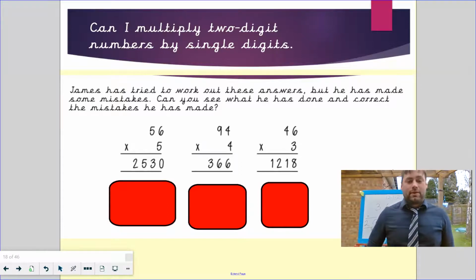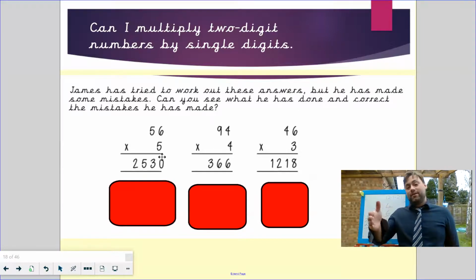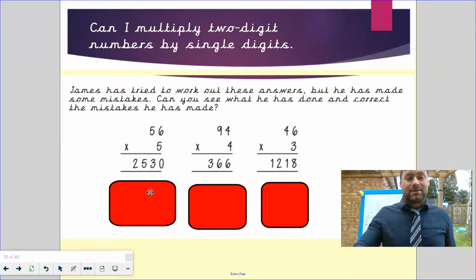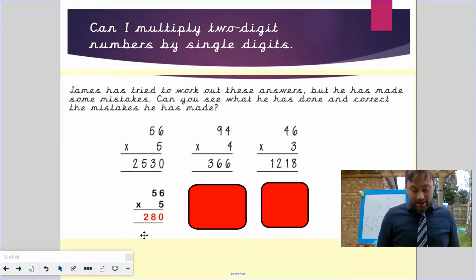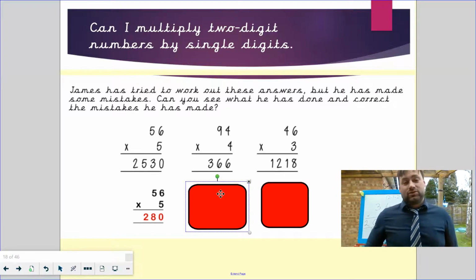Okay, well done for doing them questions. In our first question here, unfortunately, James has forgotten to exchange. So instead of doing 6 times 5 and exchanging the 3 and putting it into the tens column for us to add on later, he's just put it straight into the answer. So unfortunately, he's made a mistake there. What it should be is 6 times 5 is 30, and then the 3 should have gone below the 8 to give us 5 times 5, which is 25, and then add the 3, which gives us 28, and our total answer of 280.